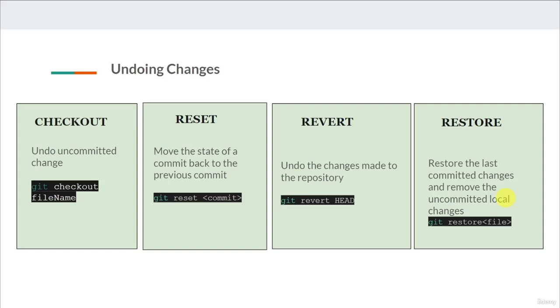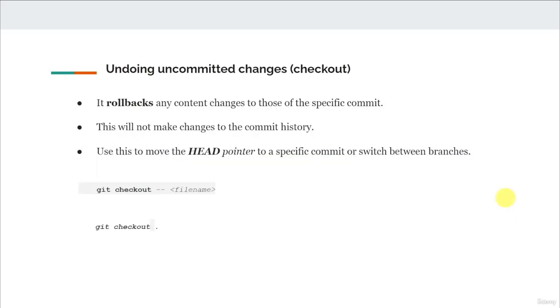Okay, so now everyone clear. To revert or discard the changes, we use checkout, reset, revert, restore. Okay, so we can go into detail. First one, undoing uncommitted changes.